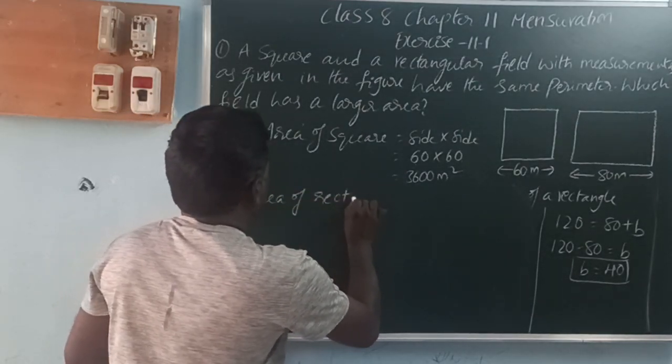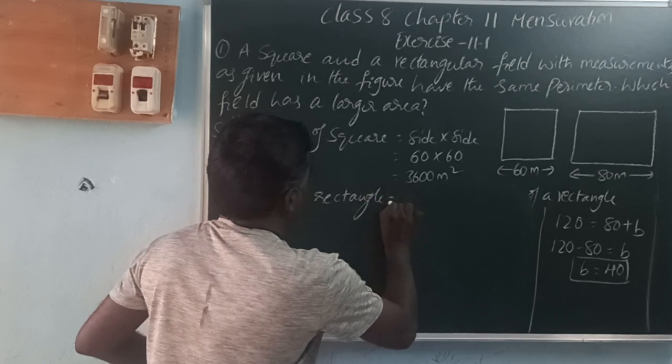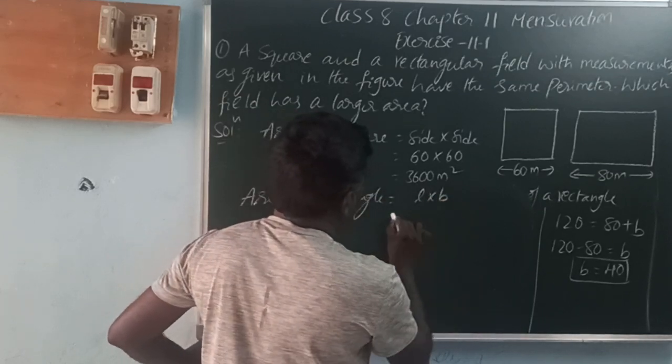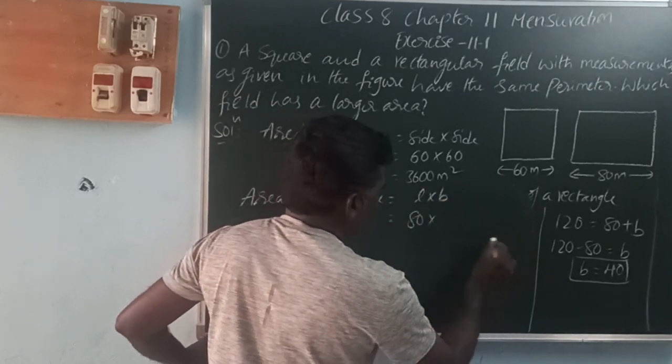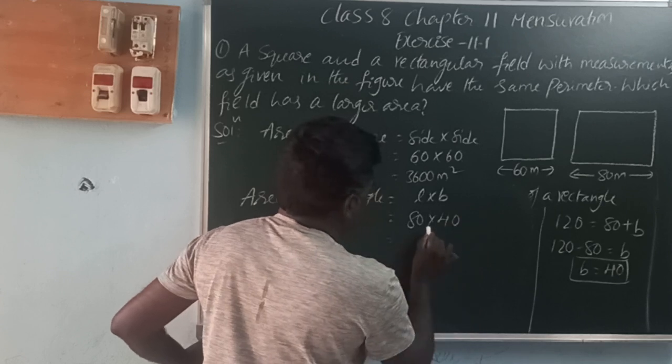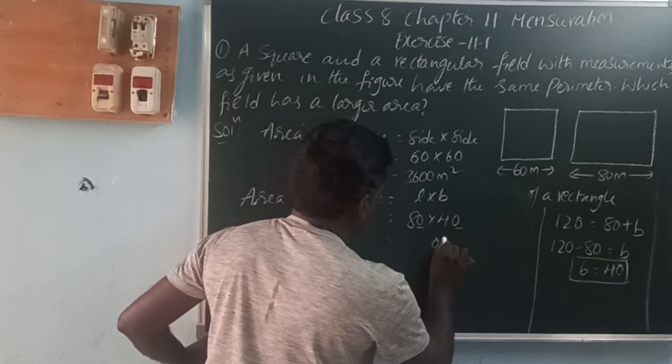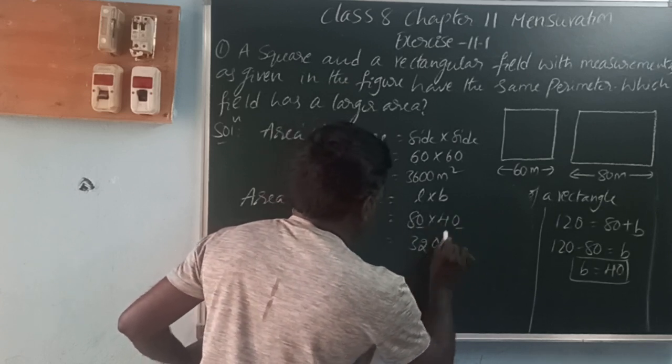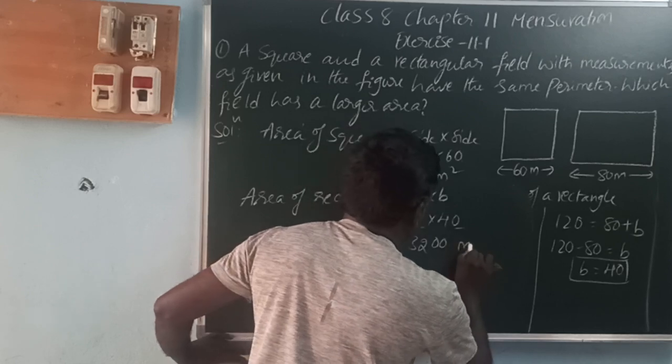Next, area of rectangular field is L into B. L is 80, B is how much? 40. So 80 into 40 is 3200 meter square.